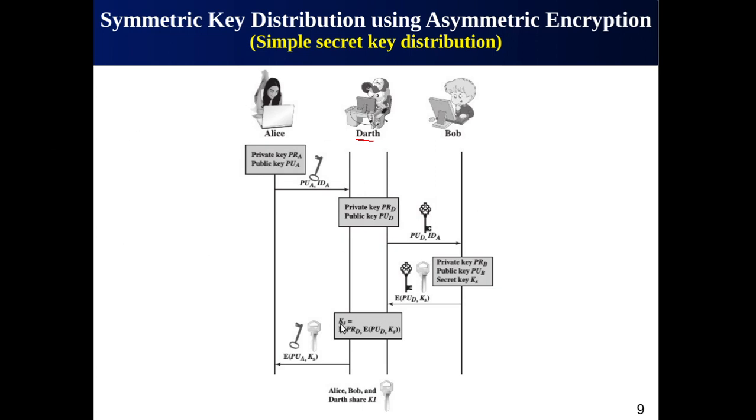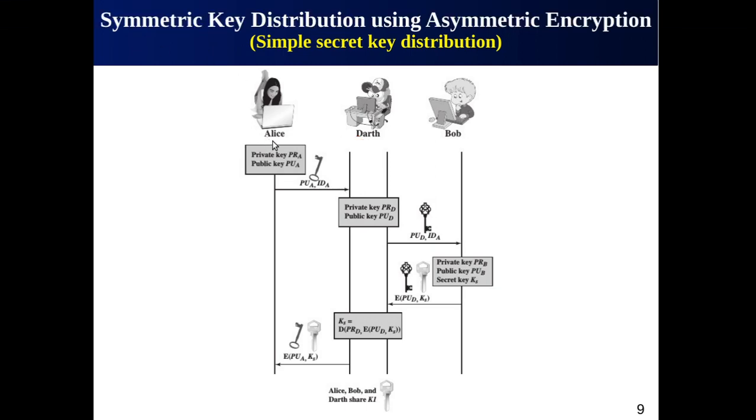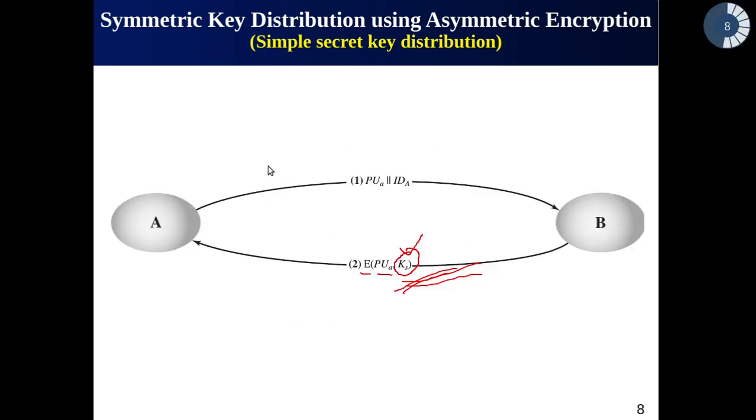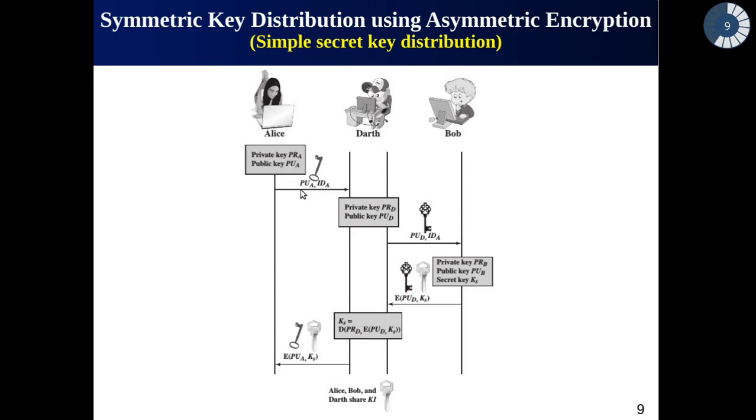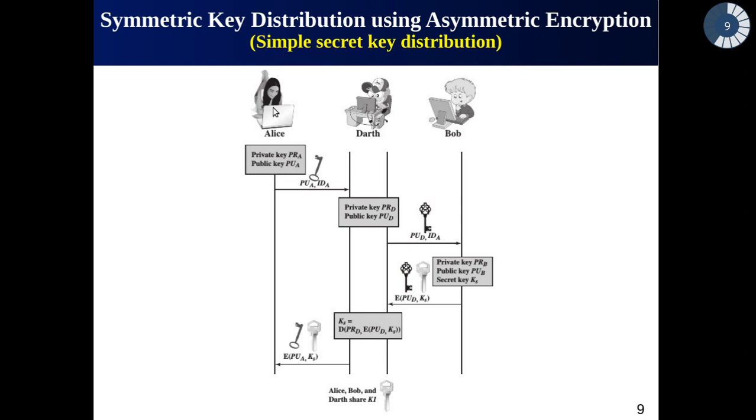Let us see. Steps are mentioned here. First, what will happen? Alice will generate a public-private key pair. Remember? Public and private key pair. Okay? Along with the identity of Alice. So the public key of Alice along with the identity of Alice has been sent towards B. This message is intended for B. It consists of the public key of A and the identity of A.